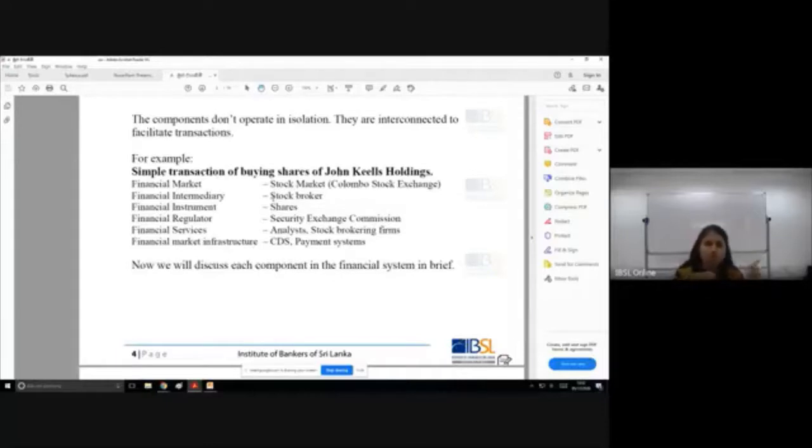What is your financial instrument? The shares that you buy. Who is the regulator? The Securities and Exchange Commission. What are the infrastructures? For you to make the payment for the investment, you will do a bank transfer. It can be a slip or a SEFT. For the share movement to get recorded, you have the CDS, the Central Depository System, where you open an account as a shareholder. So all six of these are working together so that you can do one transaction. Just that one transaction so smoothly, you can see that all six of these have to work together.